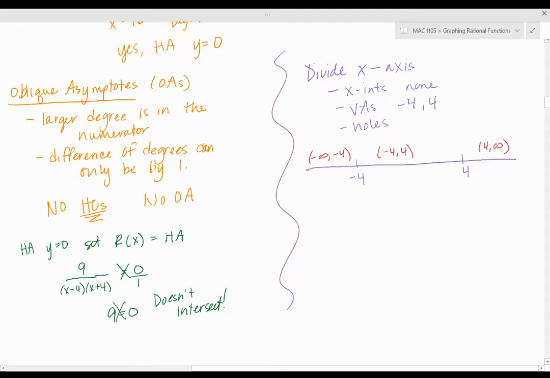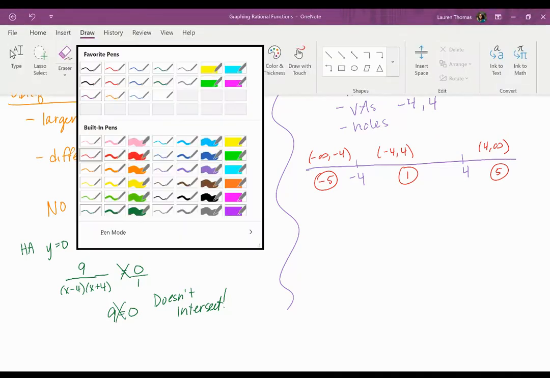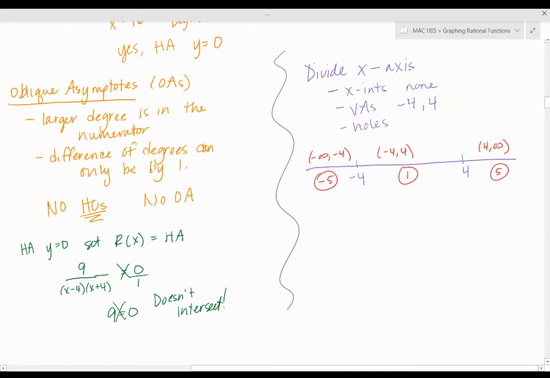Okay, so I need to choose test points. It doesn't matter what I choose, I just need to make sure that my test points actually fall in the interval I'm trying to test. So I'm going to choose -5 for this one, 1 for this one, and 5 for this one. We're plugging our test values into our function to see if we get a value that's positive, which means we would be above the x-axis, or negative, which would tell me I was below the x-axis.